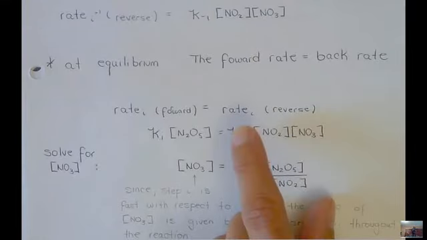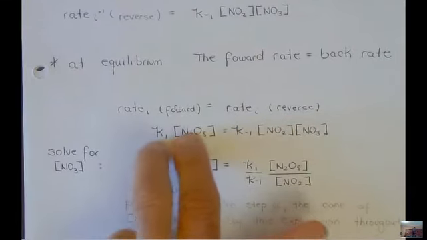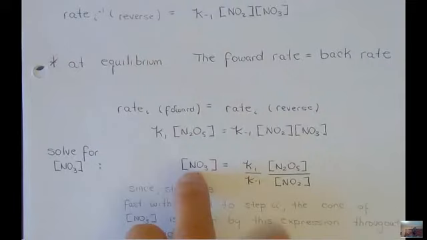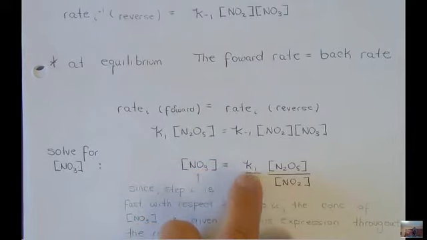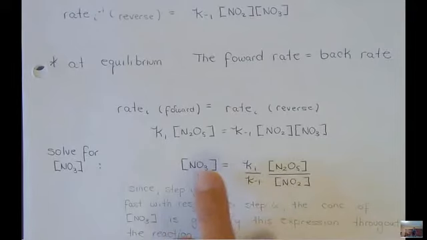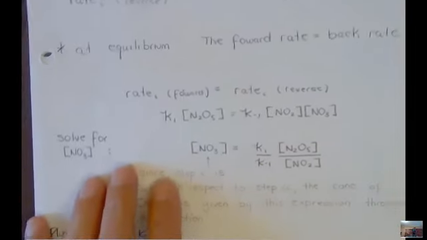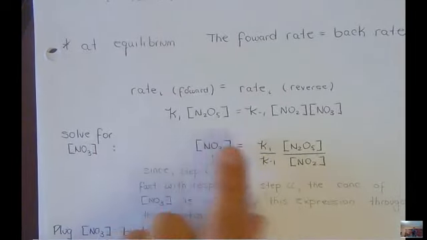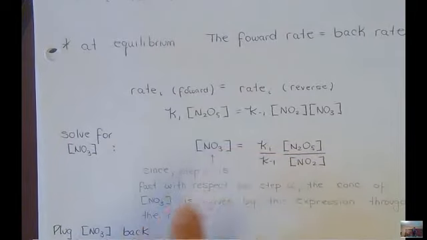Leave this guy by itself. This and this come underneath. So I get the equilibrium concentration of NO3 is equal to k1 times N2O5 divided by k to the minus 1 times NO2. Let's read this first. So this part I solved for NO3.